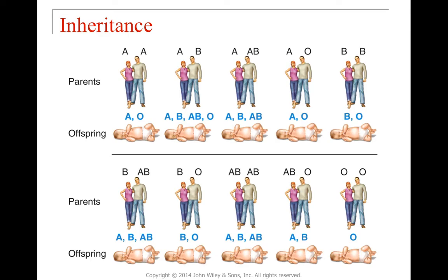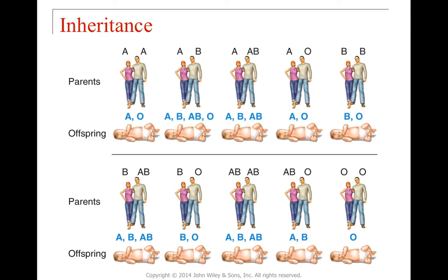So this is kind of an overview of what can happen if you have parents that, in this case, both parents are blood type A. And if you are blood type A, that means that you can have a genotype of either A and A or A and O.